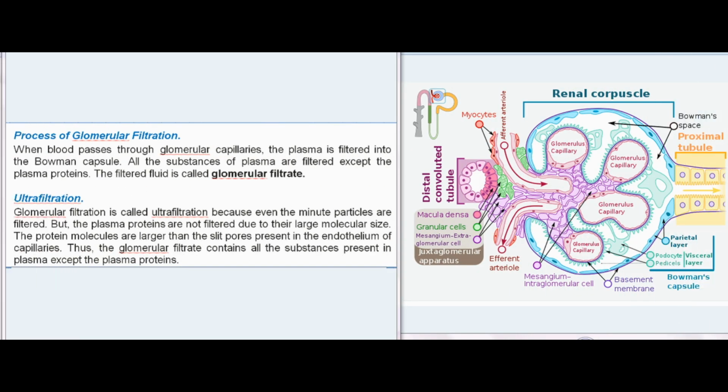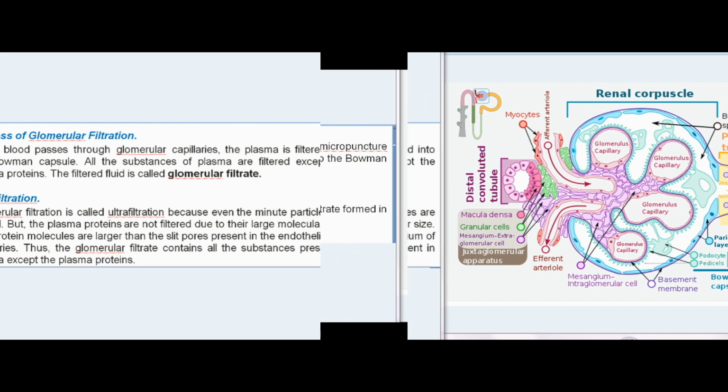Process of glomerular filtration. When blood passes through glomerular capillaries, the plasma is filtered into the Bowman capsule. All the substances of plasma are filtered except the plasma proteins. The filtered fluid is called glomerular filtrate. Ultrafiltration. Glomerular filtration is called ultrafiltration because even the minute particles are filtered. But, the plasma proteins are not filtered due to their large molecular size. The protein molecules are larger than the slit pores present in the endothelium of capillaries. Thus, the glomerular filtrate contains all the substances present in plasma except the plasma proteins.